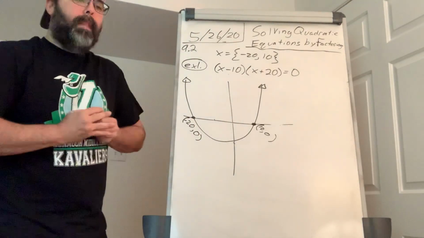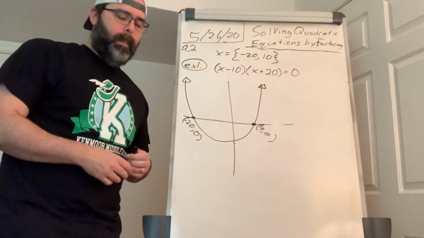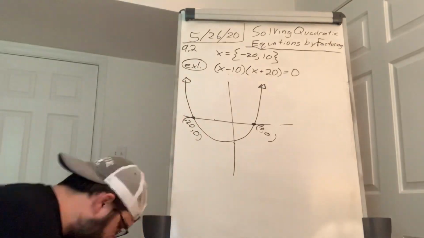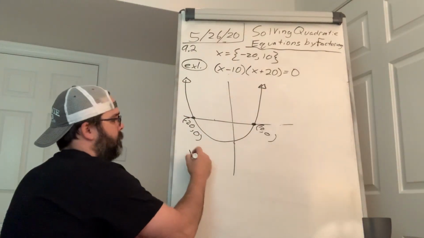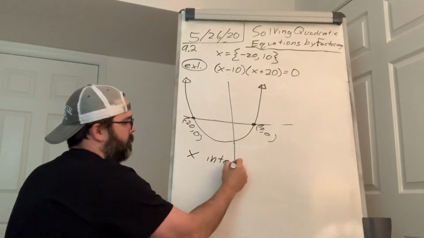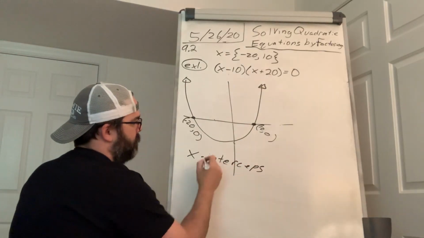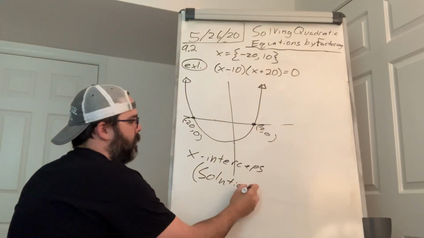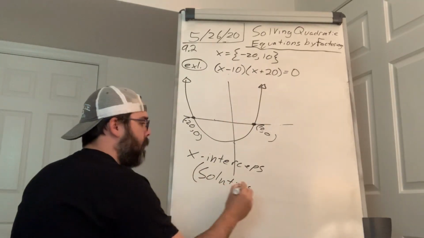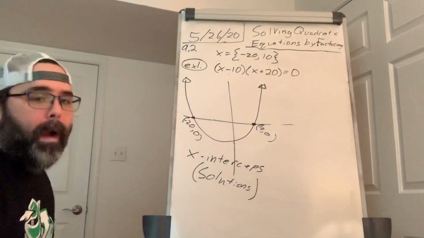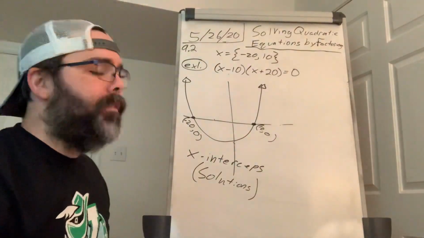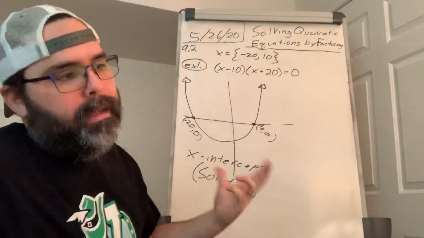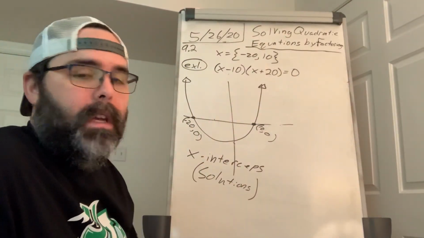So when we find the solutions to our equation, what we're actually finding is called the x-intercepts. These are the solutions when y equals 0. And if you look at our equation, y equals 0. So when y is 0, we're finding our x-intercepts.